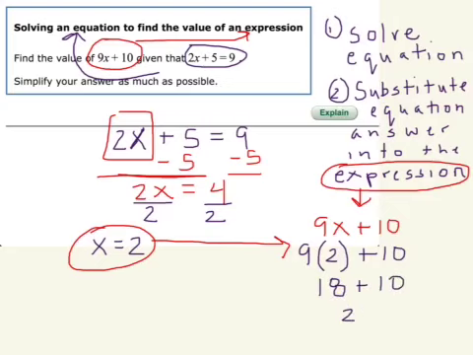Our final answer to this is 28. And hopefully you can follow that. It was 9x plus 10 was the expression. We had figured out that x was equal to 2, and we did 9 times 2 plus 10, otherwise known as 18 plus 10, for a total of 28, and that looks good.